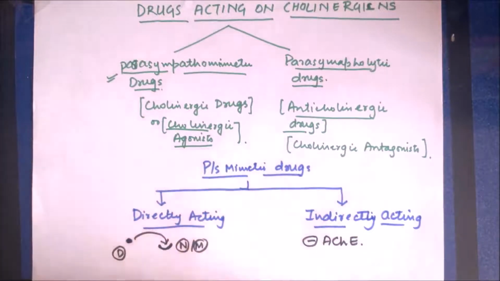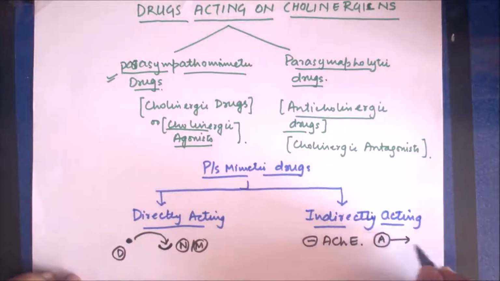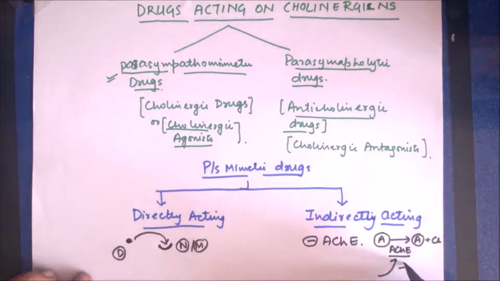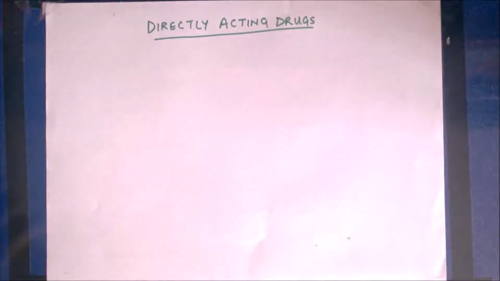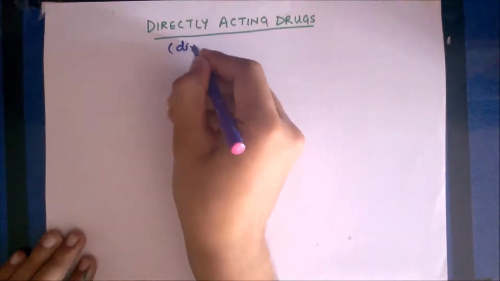Indirectly acting drugs inhibit the enzyme acetylcholine esterase. So we know acetylcholine is metabolized into acetate and choline by the enzyme acetylcholine esterase. So these drugs will inhibit this enzyme and will increase the amount of endogenous acetylcholine, and this acetylcholine will act on receptors and produce the required effect. Now we are going to study directly acting drugs.